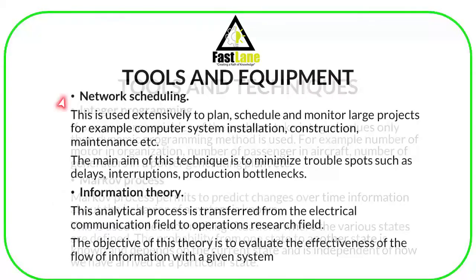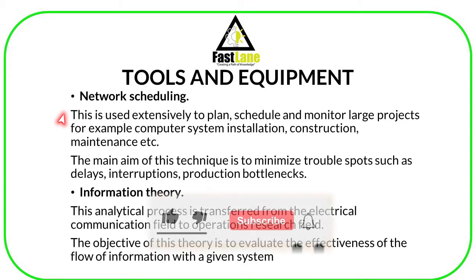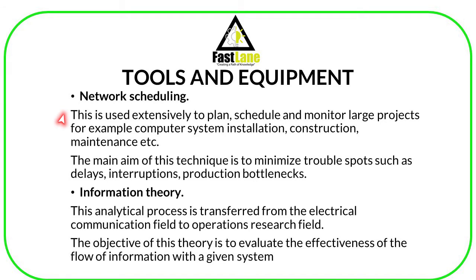Then we have network scheduling. When it comes to network scheduling, remember, a network is a connection of two or more. It may be staff, it may be equipment, it may be offices. Network scheduling is used extensively to plan, schedule, and monitor large projects. For example, we may have a computer system installation, that is a network. We may have a construction network, a maintenance network, and so forth.